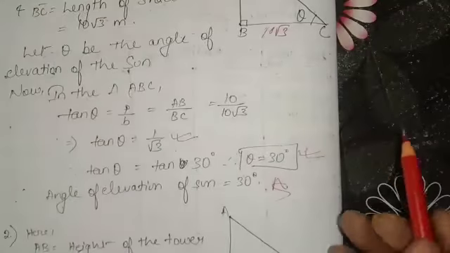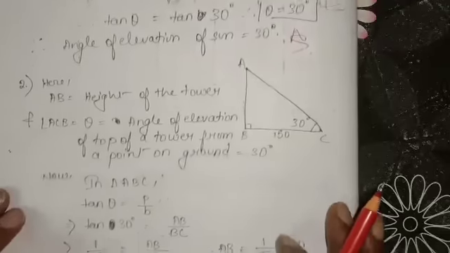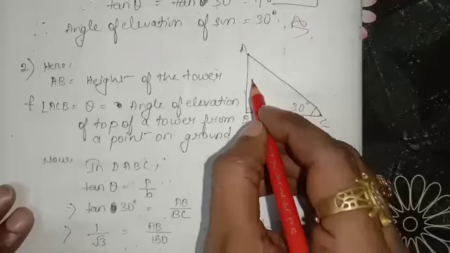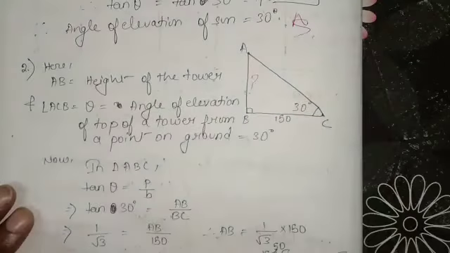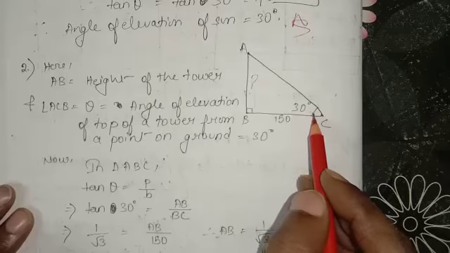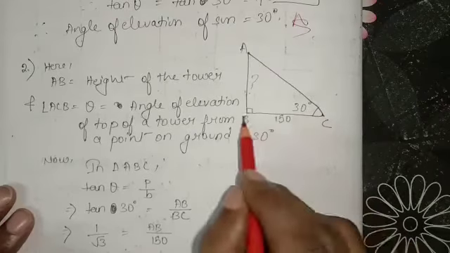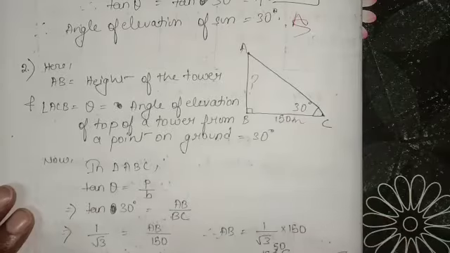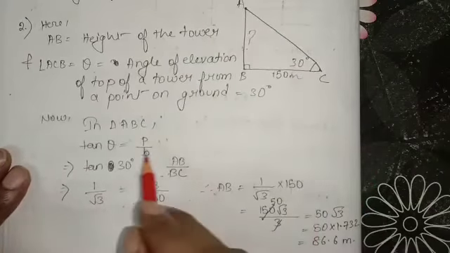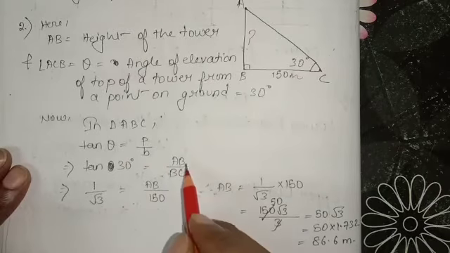See the question. Question number 2. Height of the tower is not given; this is the question mark. Here theta means 30 degree angle of elevation, and this distance is given, 150 meters. In the triangle, same process, apply the tan theta formula.